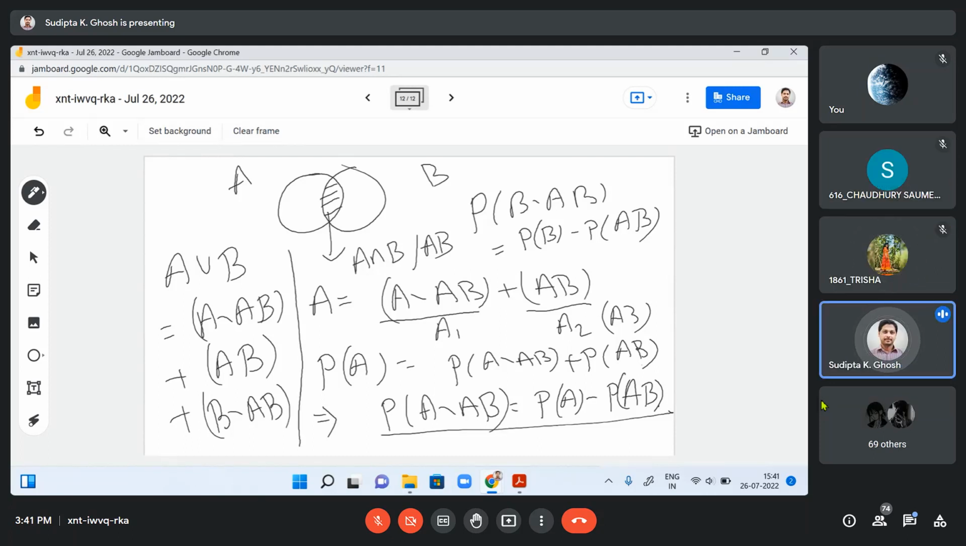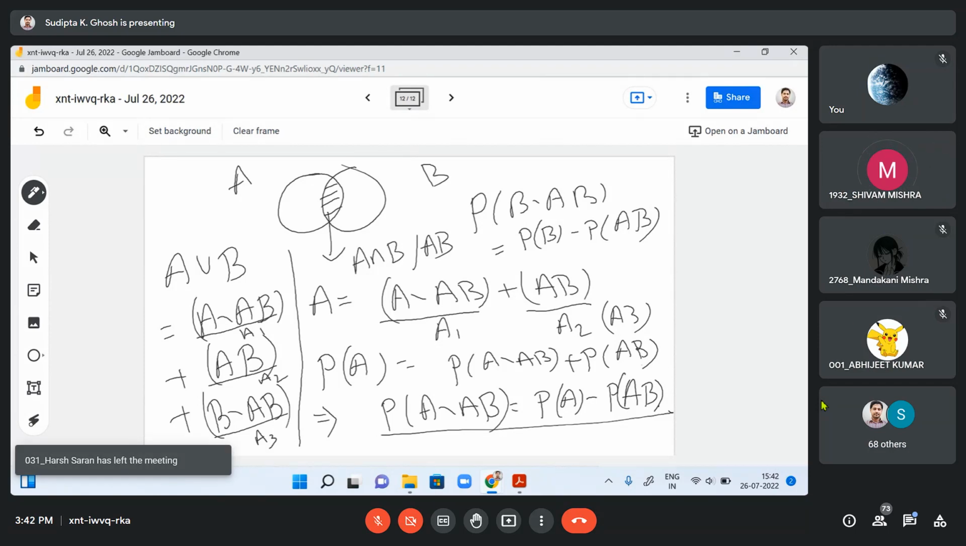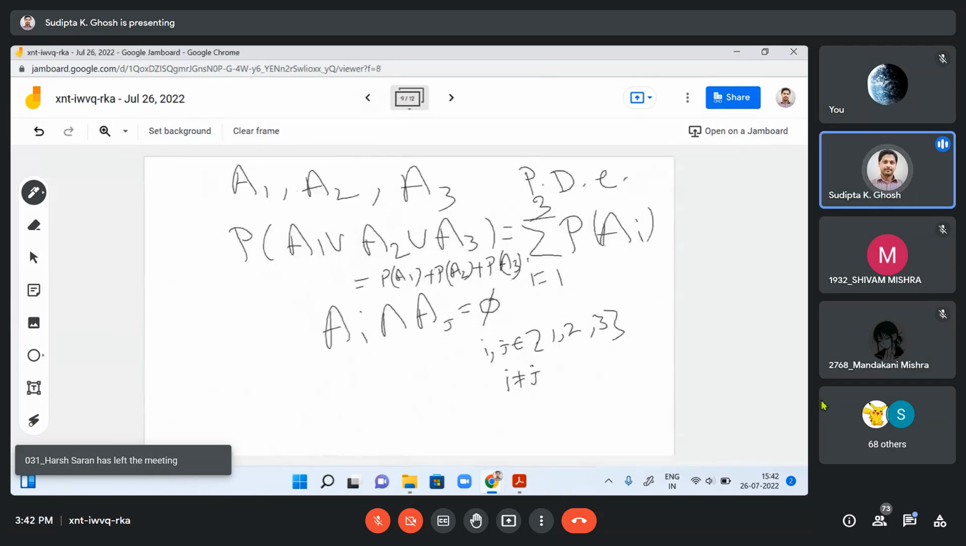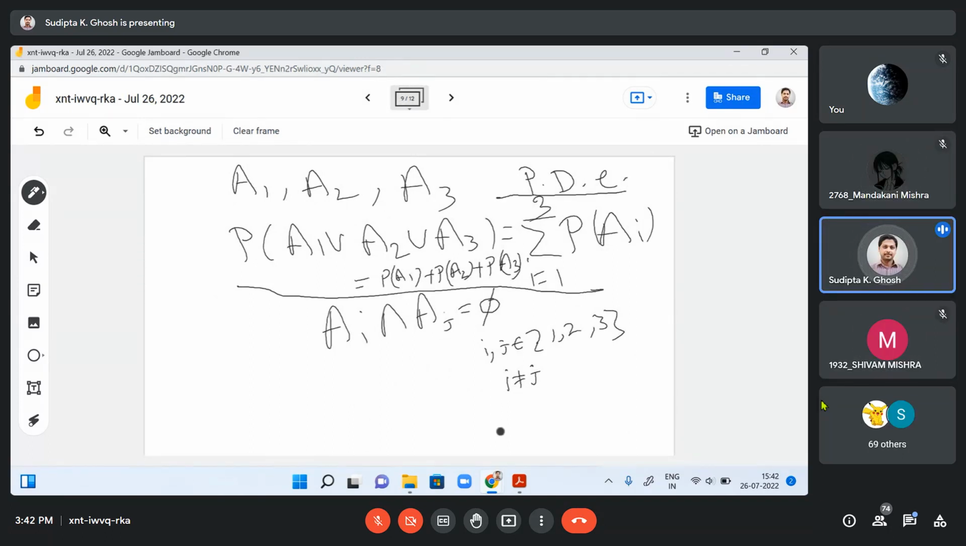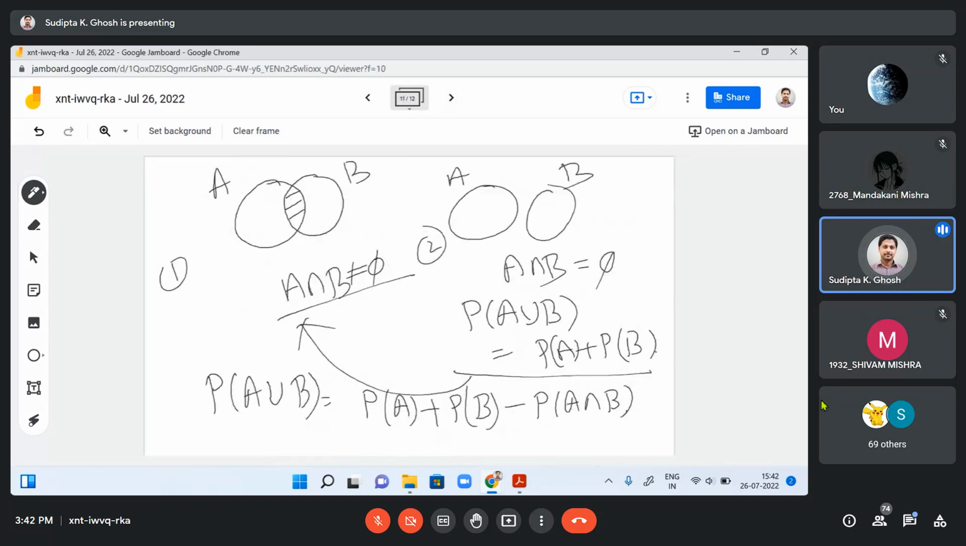Now, can I consider this is my A1, A2, and A3 such that A1, A2, A3 are pairwise disjoint? Now, what about this formula? If it is a pairwise disjoint event, then probability of A1 union A2 union A3 turns out to be probability of A1 plus probability of A2 plus probability of A3. So obviously, what about this?